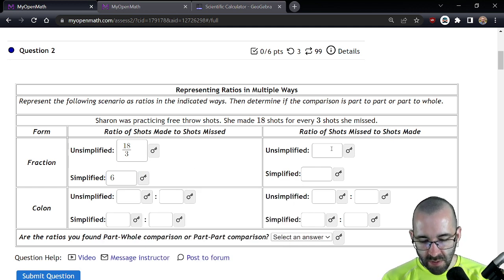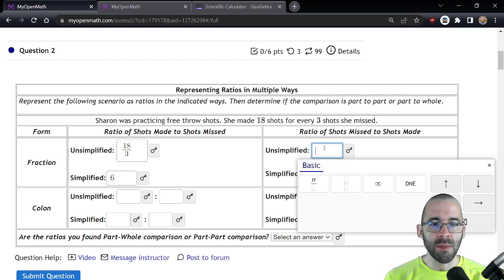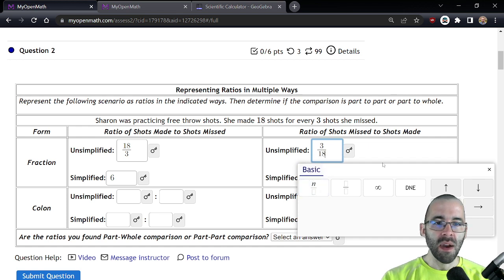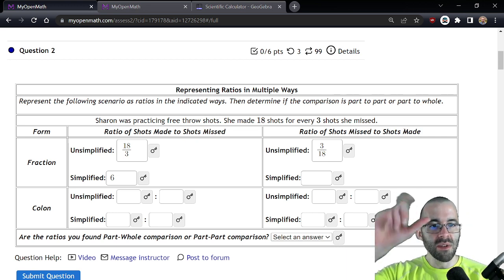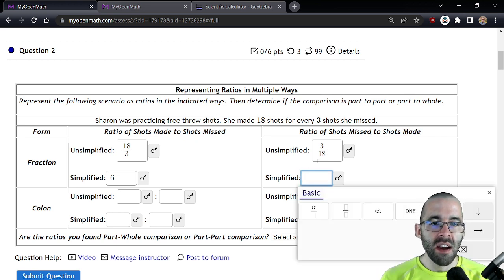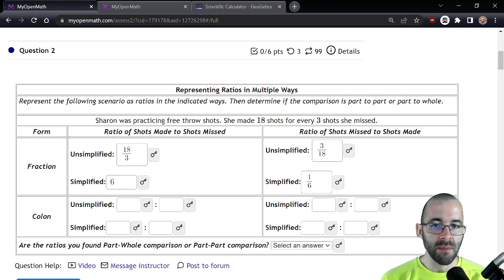And now we can also look at the second column, shots missed to shots made. Remember, whatever is first is always going to be on the top. So this time it's 3 missed and 18 made. Same data, but here it's made to missed, and this is missed to made. So it's going to be the reciprocal for the fractions. Again, we divide the top and the bottom by 3. You get a simplified fraction of 1/6.